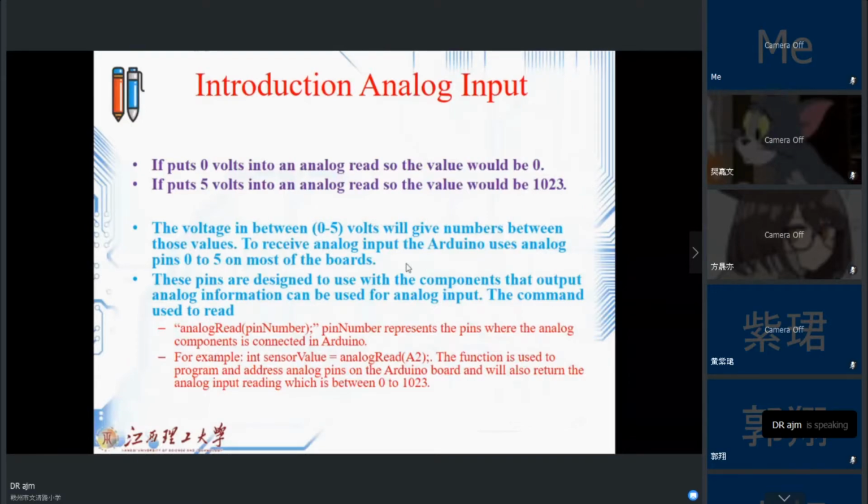Suppose I want to read pin A2. Very simple, I can use analogRead(A2). It means analog pin A2, and now I want to read it. This function is used to address the analog pins of the Arduino board, and it will also return the analog input reading, which is between 0 and 1023.